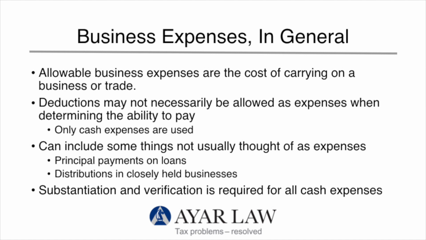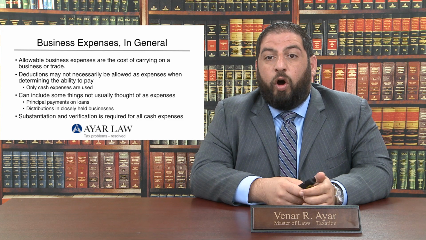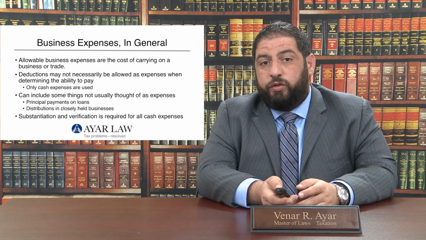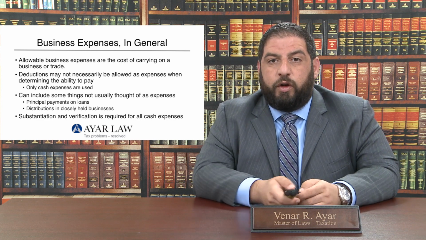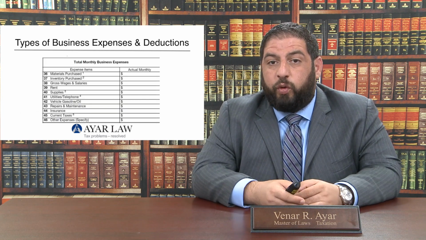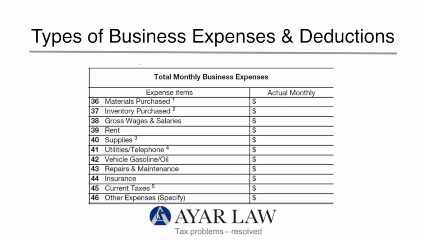For example, principal payments on a loan or distributions paid in closely held businesses to the extent that the distribution is required for the taxpayer's living expenses. All cash expenses for businesses and individuals require substantiation and verification. So these are the different categories on the 433B form for business expenses. I'm not going to go down the list, but you see them on your screen here. And that's how business expenses are determined.